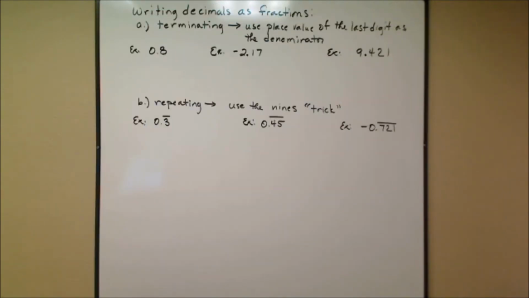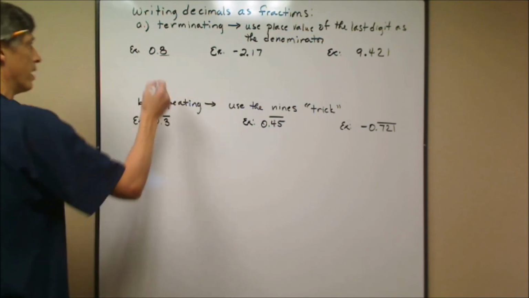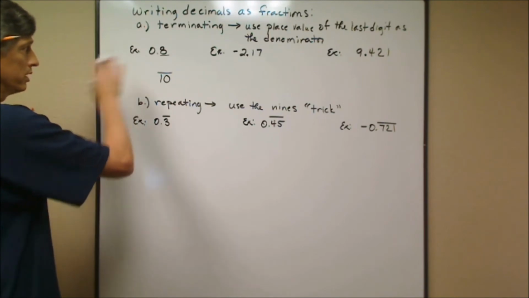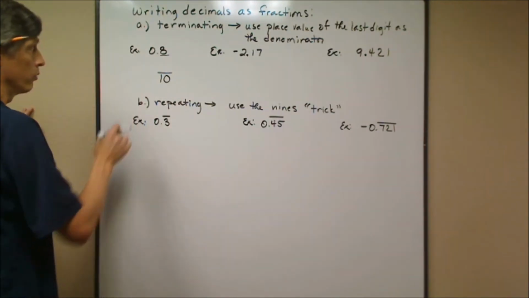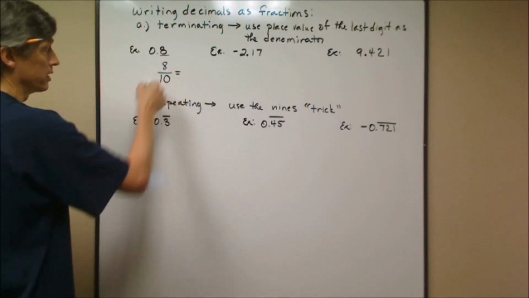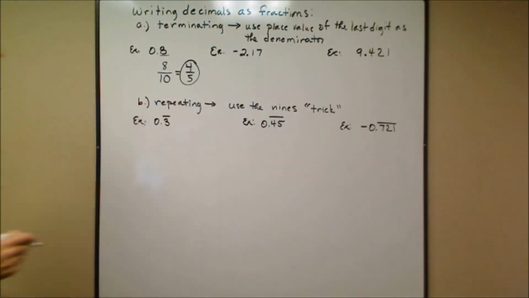All right, now let's reverse this around. Let's write decimals as fractions. So if we have terminating decimals, the key is to use the place value of the last digit as the denominator. So you can see here, here's my last digit. It's in the 10th spot. So my denominator is going to be a 10. My numerator is going to be what this number would be without the decimal point, which would be 0.8 or just 8. And in this case, this one could reduce. I could divide top and bottom by 2, and I would get 4/5. That would be 0.8 as a fraction in simplest form.